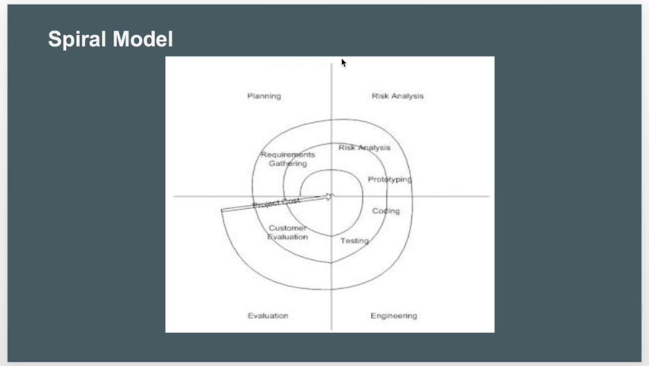There are also some disadvantages of the spiral model. The first one is it can be a costly model to use. The second one is risk analysis requires highly specific expertise. The third one is project success is highly dependent on the risk analysis, and it doesn't work well for smaller projects.